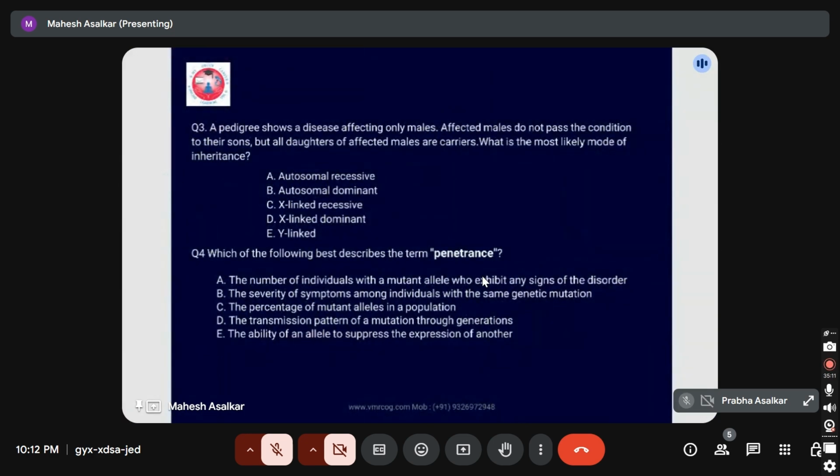Now, next slide. Dr. Amrita, question 3. A pedigree shows a disease affecting only males. Affected males do not pass the condition to their sons, but all daughters of affected males are carriers. What is the most likely mode of inheritance? Autosomal recessive, autosomal dominant, X-linked recessive, X-linked dominant, Y-linked. Sir, X-linked recessive. Yes, yes, sir.